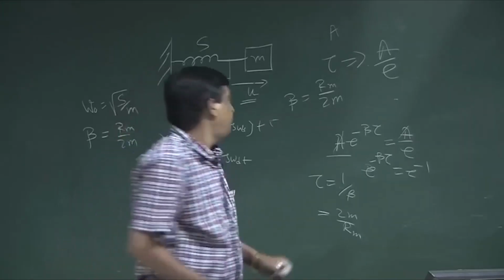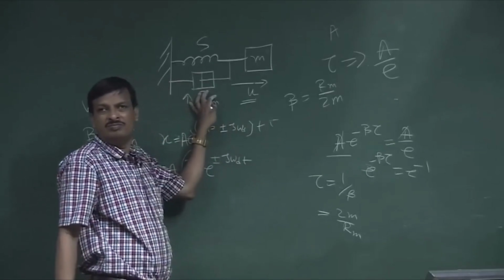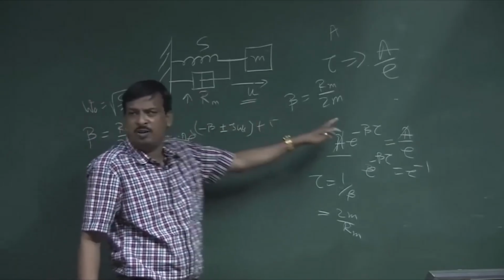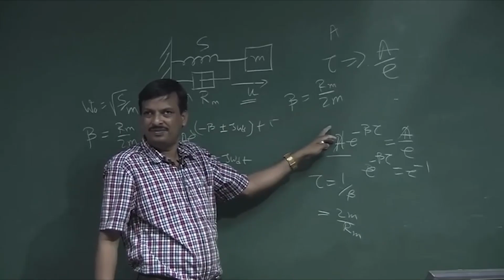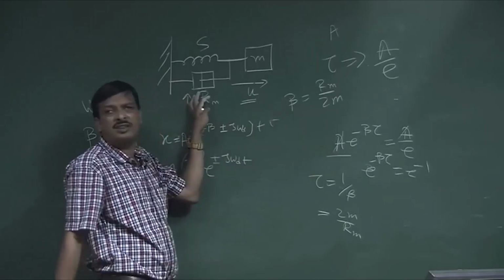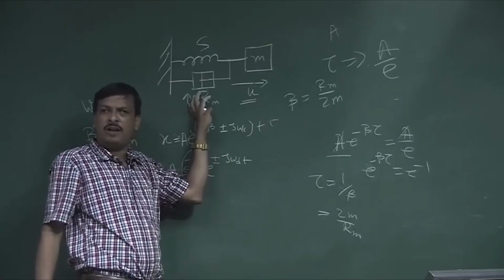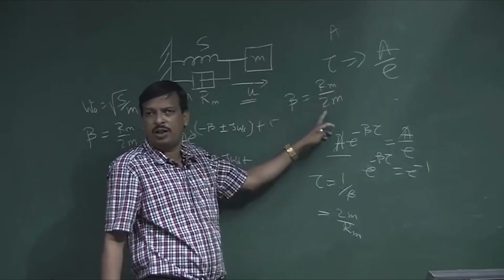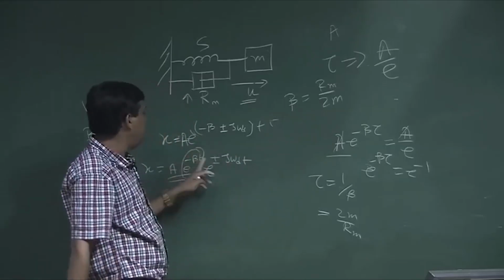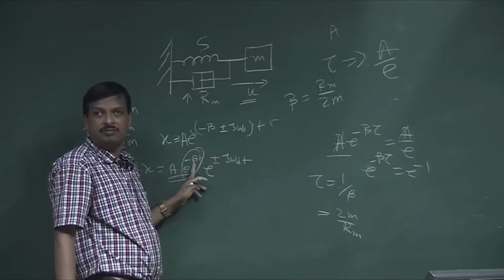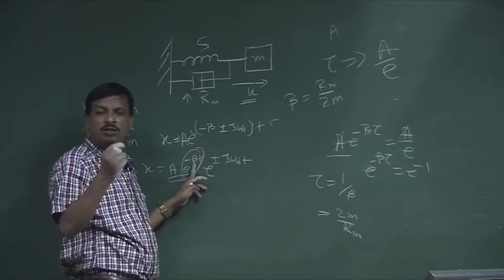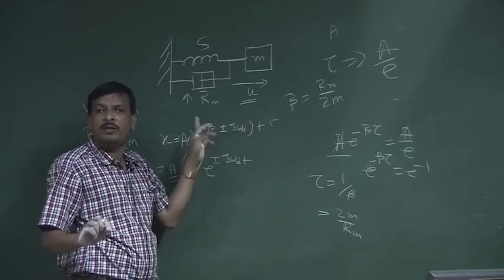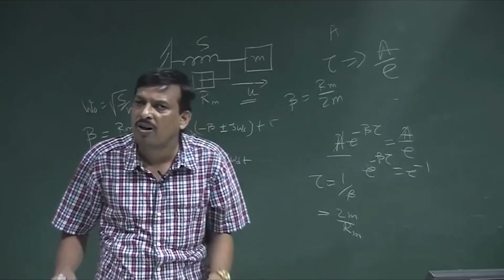Now think about it: if mechanical resistance increases, tau will decrease. That means, if my suspension system is very good, then the amplitude will be reduced very quickly. If my suspension system is not that good, it requires more time to reduce the amplitude. So, depending on the value of beta, where beta is Rm by 2m, in e to the power minus beta t, if the beta value is very large, the amplitude quickly decreases; if the beta value is very small, it requires time to decrease.